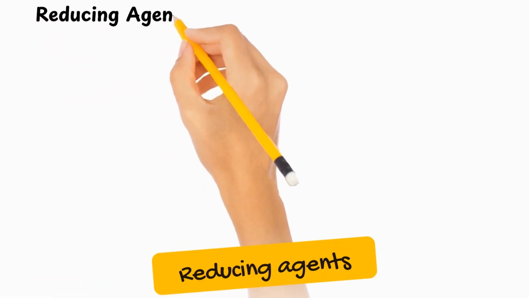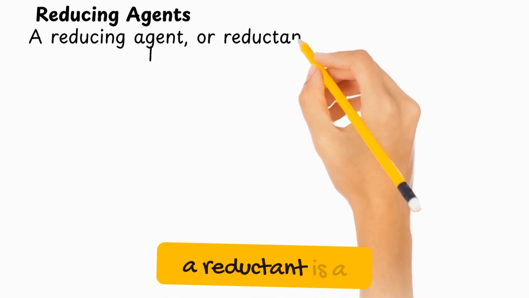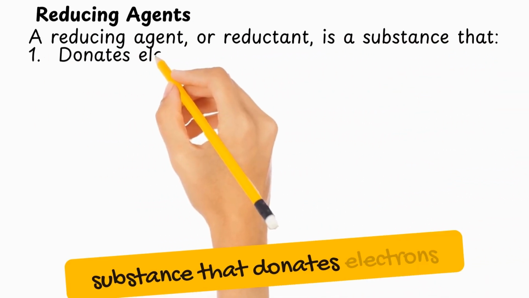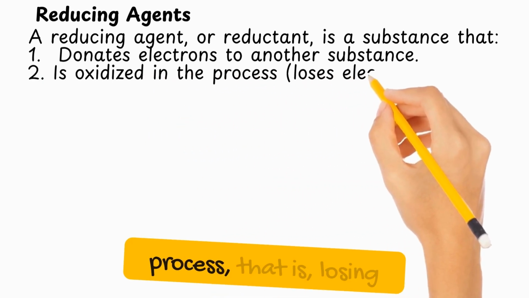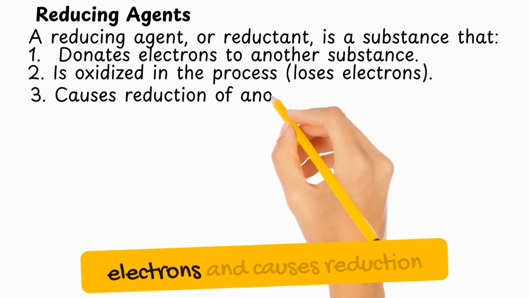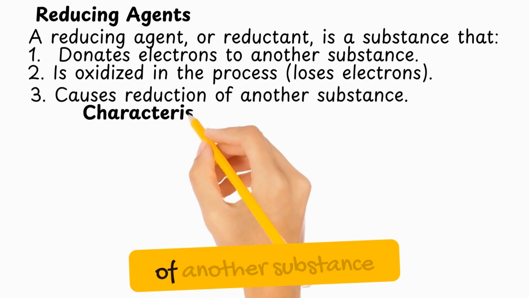Reducing agents. A reducing agent, or a reductant, is a substance that donates electrons to another substance and is oxidized in the process, that is, losing electrons, and causes reduction of another substance.